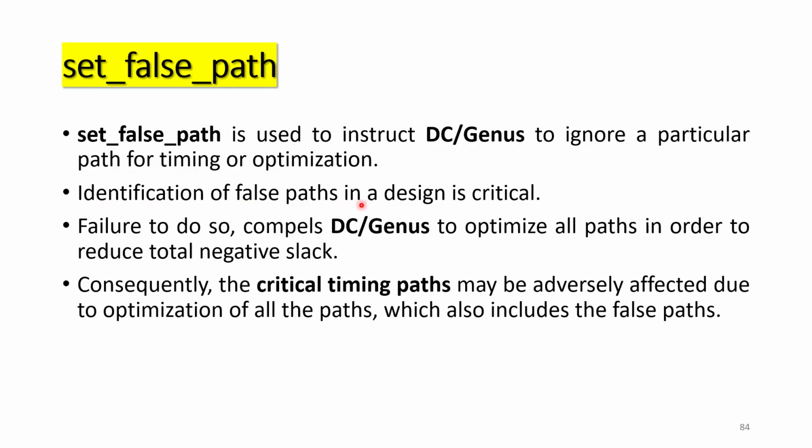Identification of false paths in a design is critical. Failure to do so compels DC or Genus to optimize all paths in order to reduce total negative slack. Here total negative slack is nothing but the summation of all worst negative slack. Consequently, the critical timing paths may be adversely affected due to optimization of all the paths, which would include the false path. The critical timing path is the path with the highest delay among all.